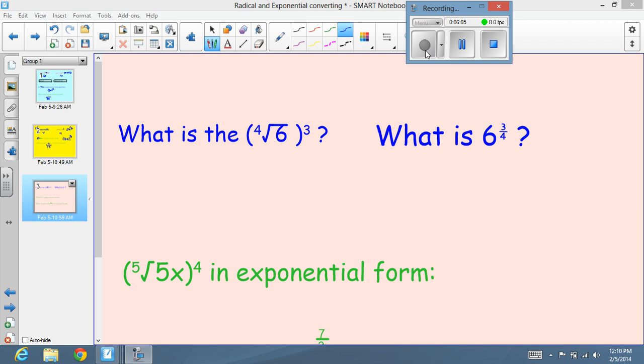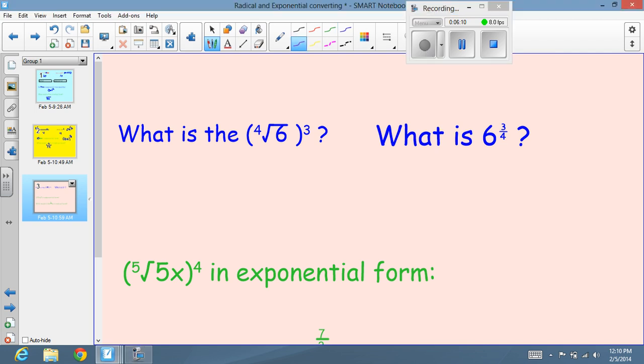So here's the thing. If I have the 4th root of 6 raised to the 3rd power, the whole thing to the 3rd power, really what I need to do here is take whatever is under the radical, and with this number and this number, make a fraction. So if I do the 3 over the 4, notice that that is the same thing that I have over here. And these are equivalent forms.